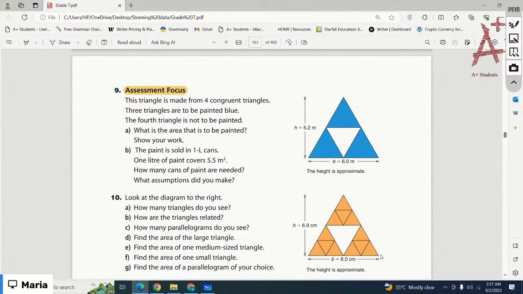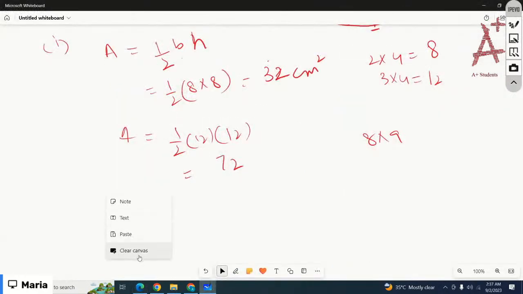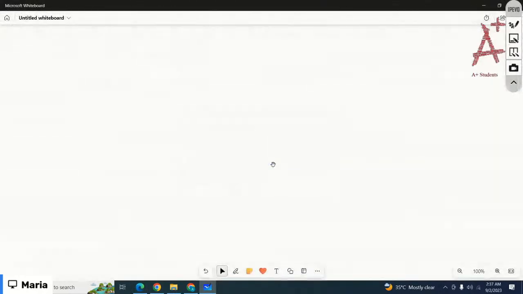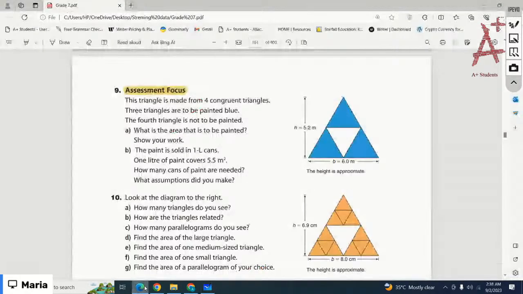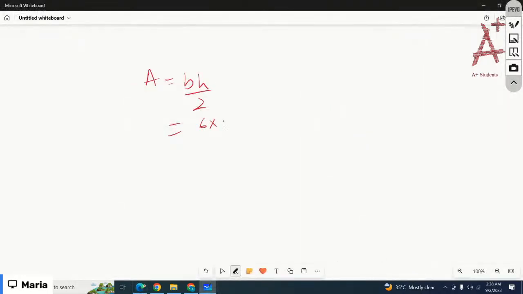Okay. Let's just calculate the area of the complete figure. Then we have to calculate the area of the triangle that is not to be painted, right? So question number 9. You have to calculate the area of the larger triangle, right? The base is 6 and height is 5.2. 6 times 5.2 over 2, that would be 15.6 meters square.